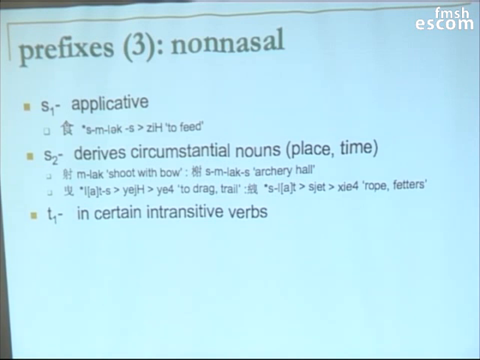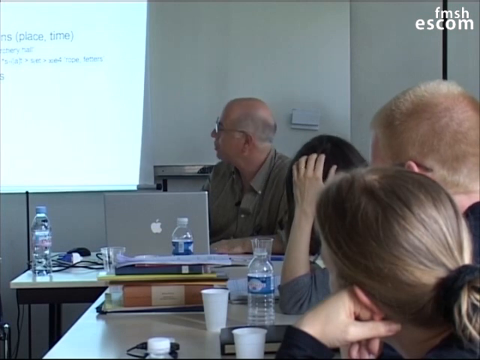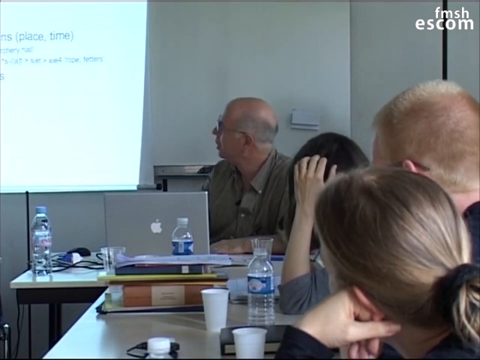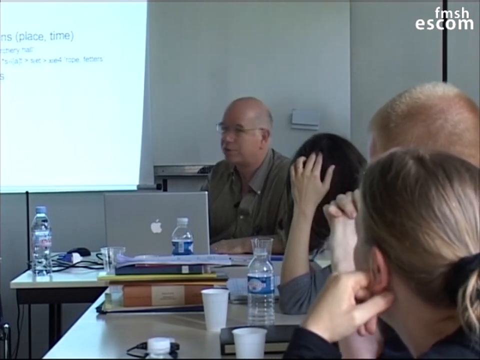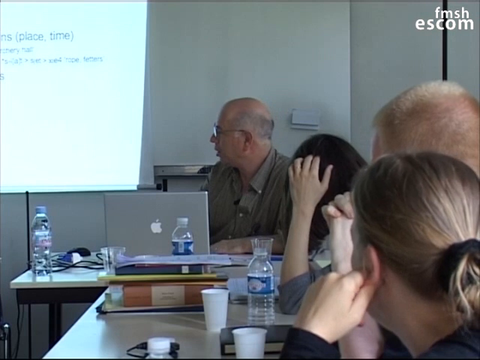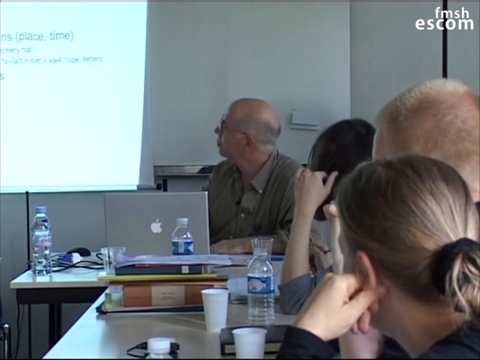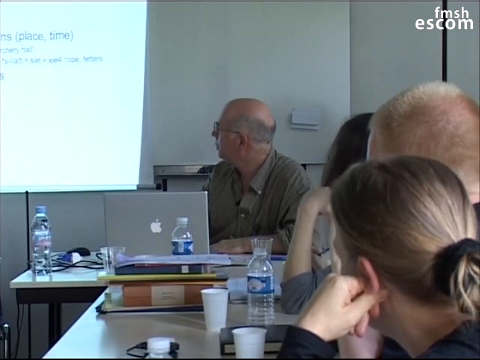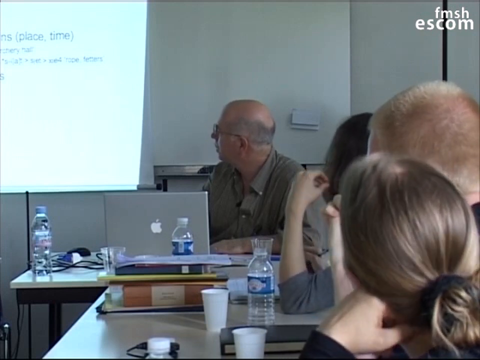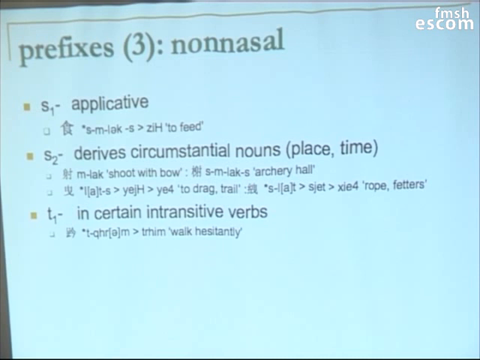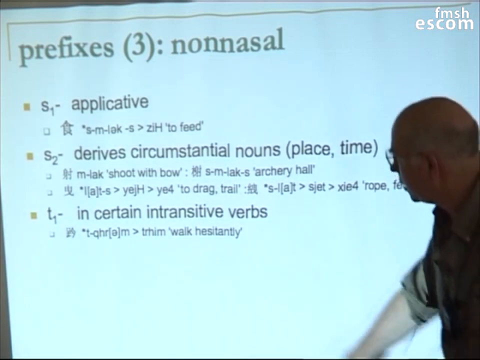Now the next prefix is T, and T is a prefix of uncertain productivity. It was probably not productive in Old Chinese already, but it seems to occur with some, not exactly frequency, but there seems to be a cluster of examples of T in certain intransitive verbs, like krum, to walk hesitantly, where the existence of a uvular root is indicated by the phonetic here.